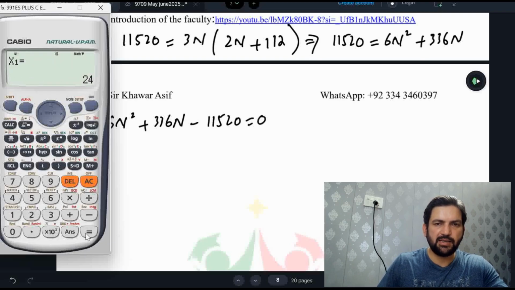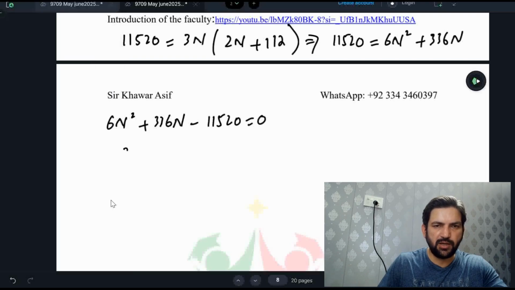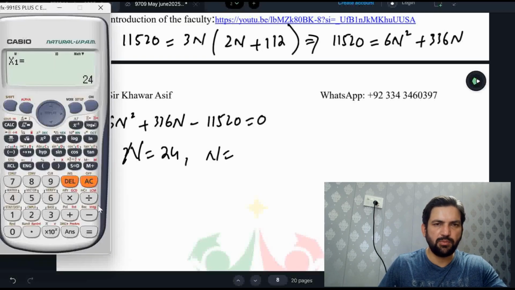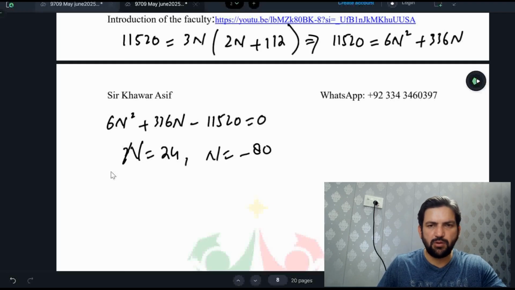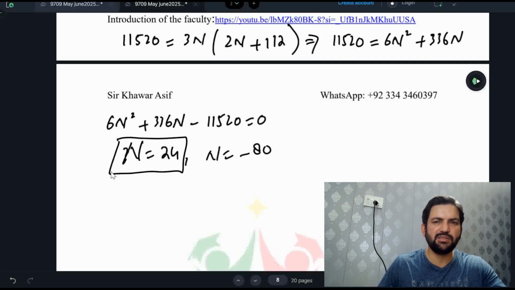This will be x equals to n equals to 24 and n equals to minus 80. So we will ignore the negative value because n cannot be a negative value. So n is equals to 24 will be the final answer for n.